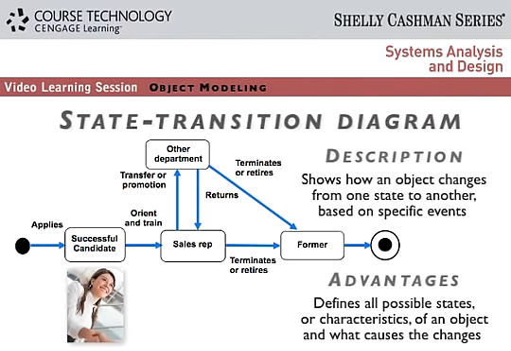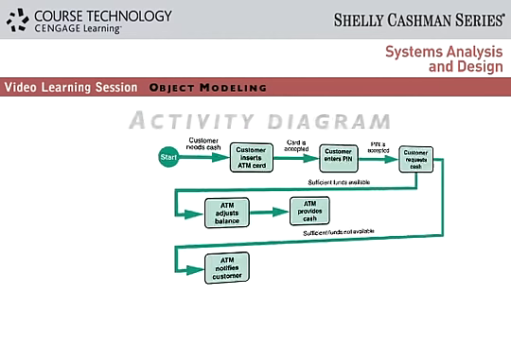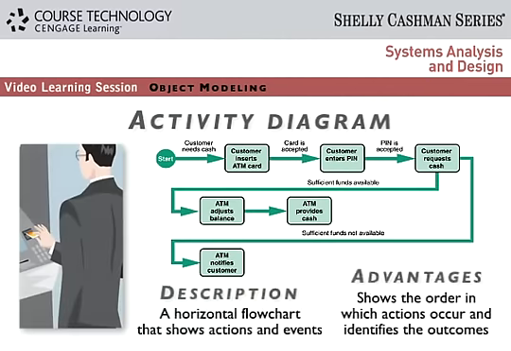A state transition diagram shows how an object changes from one state to another based on specific events. It defines all possible states or characteristics of an object and what causes the changes. An activity diagram resembles a horizontal flowchart that shows actions and events. It shows the order in which actions occur and identifies the outcomes.